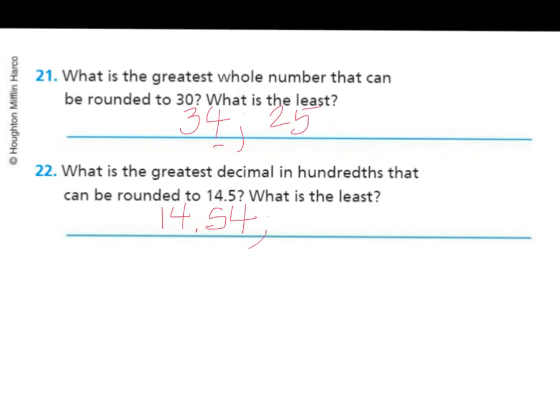And the smallest number that can be rounded up to 14 and 5 tenths would be 14 and 45 hundredths, sorry, my writing's really bad tonight, let me fix that, because 45 hundredths, 46, 47, 48, and 49 hundredths would be rounded up to 14 and 5 tenths.